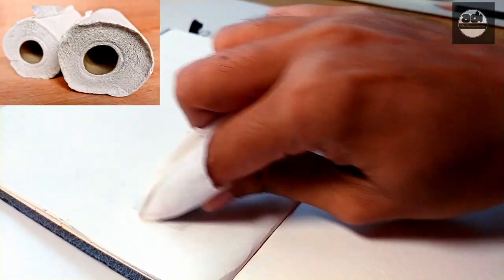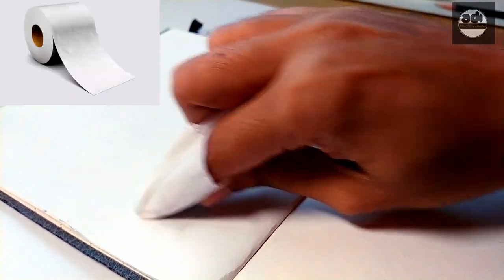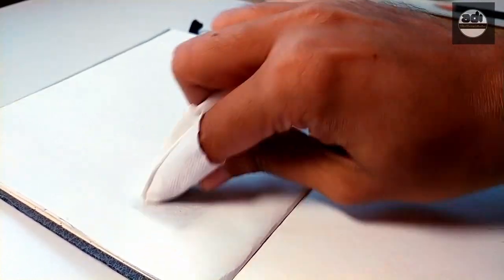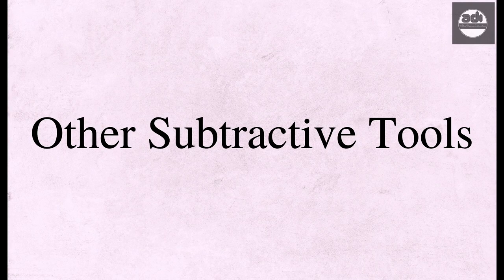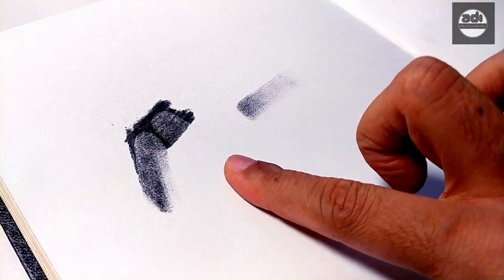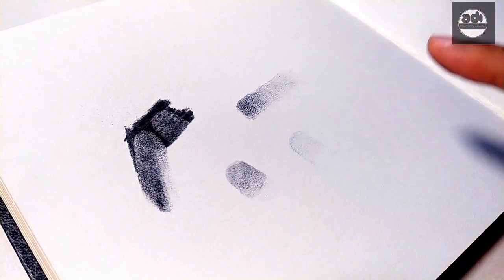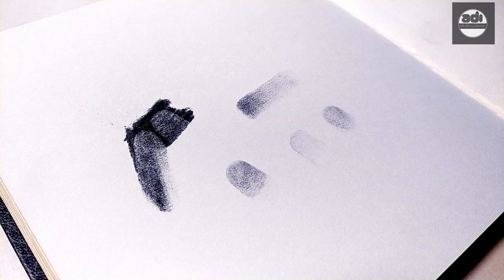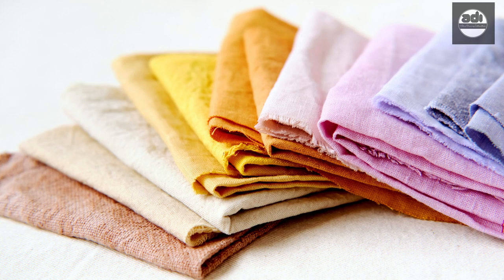Tissue paper, be it kitchen towels, toilet rolls, or any kind of tissue paper, can be used as subtractive tools. Under others, subtractive tools would be using your finger to take off some materials from the paper, which is not advisable as the oils in your skin can transfer to the paper and leave you with a smudge. Cloth, cotton wool, etc.